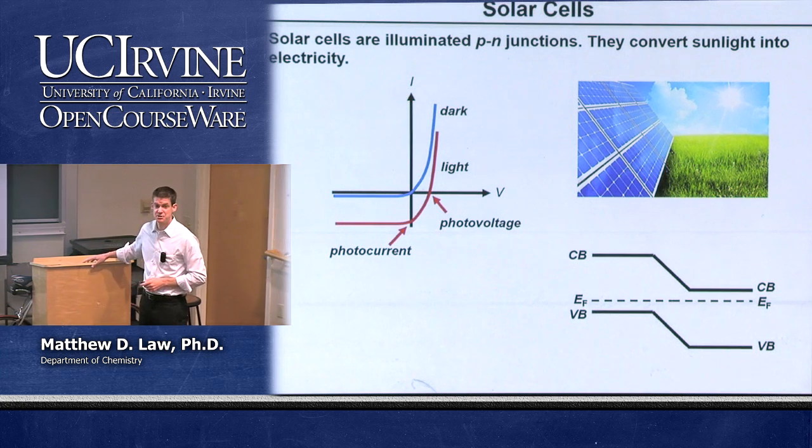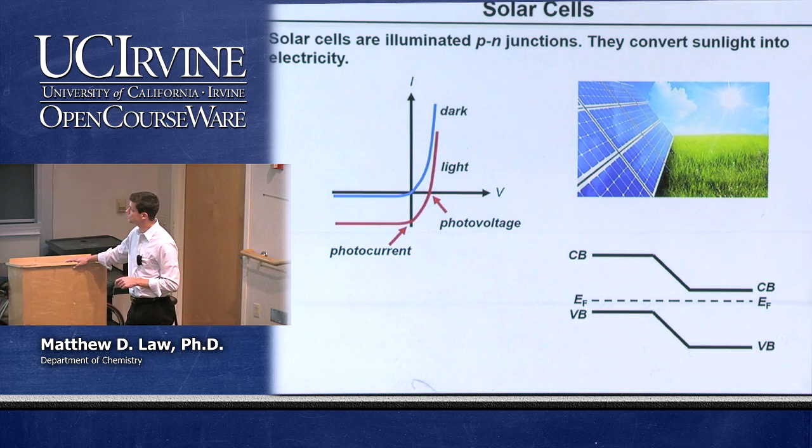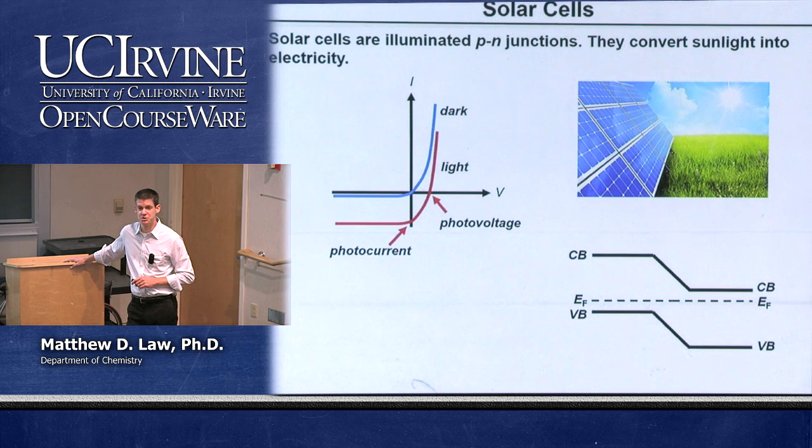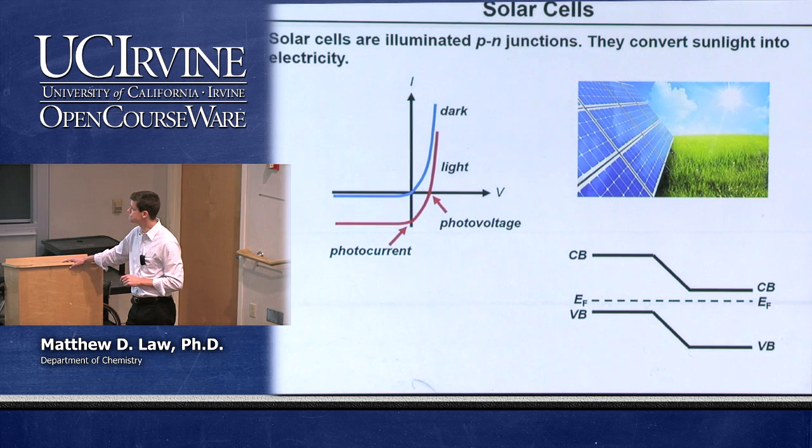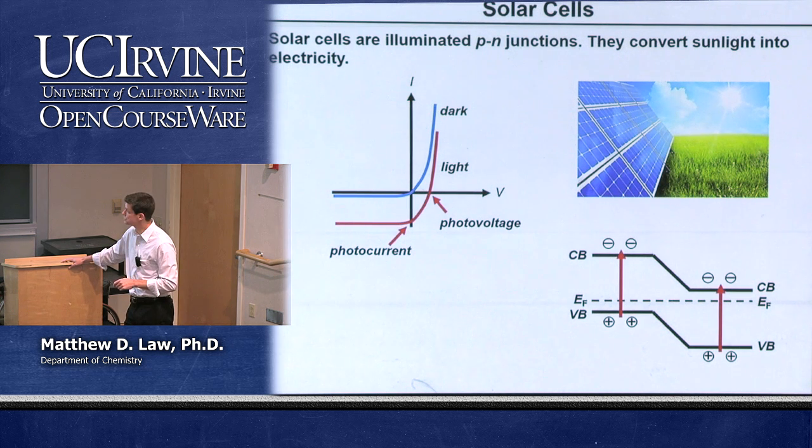Let's understand how it actually goes down. Okay? So here is our energy profile for the PN junction that we've already shown. Okay? And what we're going to do is we just are going to illuminate it. When we illuminate it, what happens is that photons are absorbed all throughout the semiconductor. Okay?